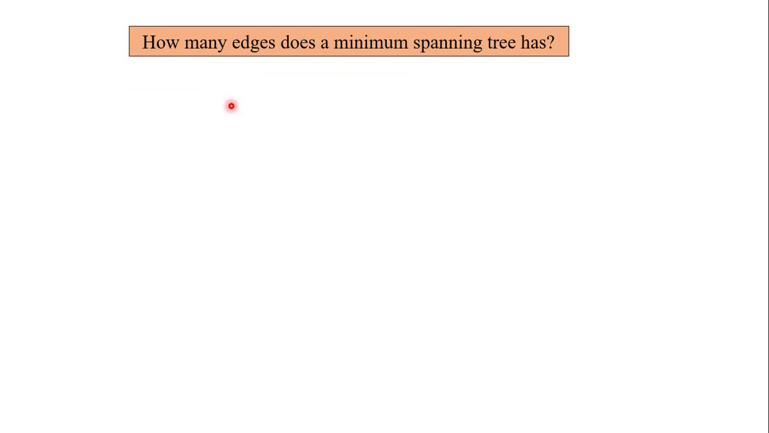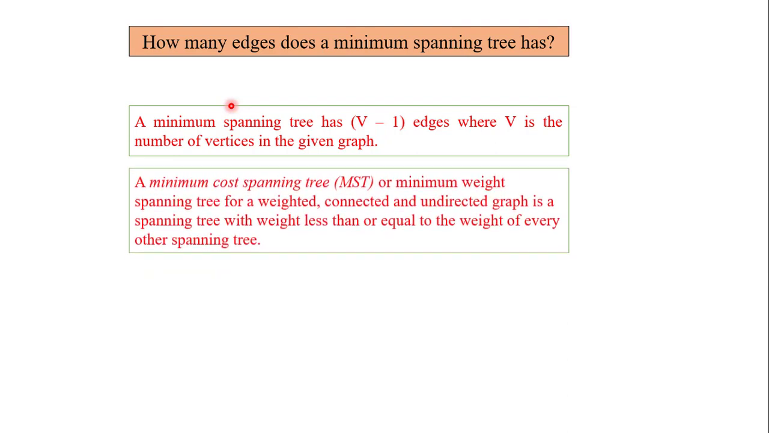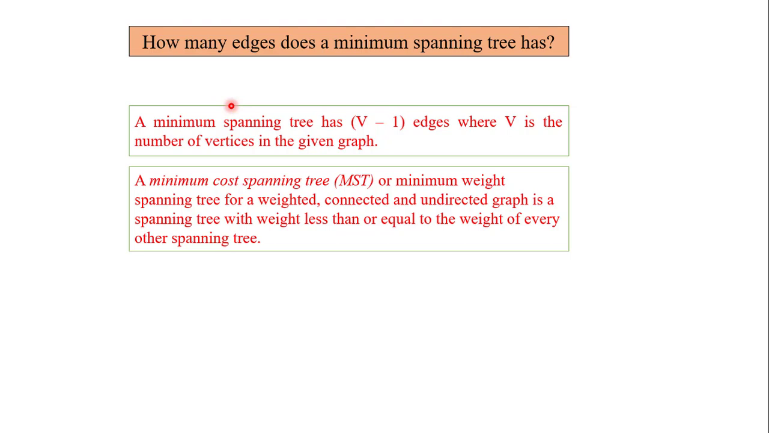Minimum cost spanning tree. How many edges does a minimum spanning tree have? A spanning tree has V minus 1 edges, where V is the number of vertices in the given graph. And what is the minimum cost spanning tree, and what is the minimum weight spanning tree? Both are the same thing. The minimum weight spanning tree for a weighted, connected and undirected graph is a spanning tree with weight less than or equal to the weight of every other spanning tree.